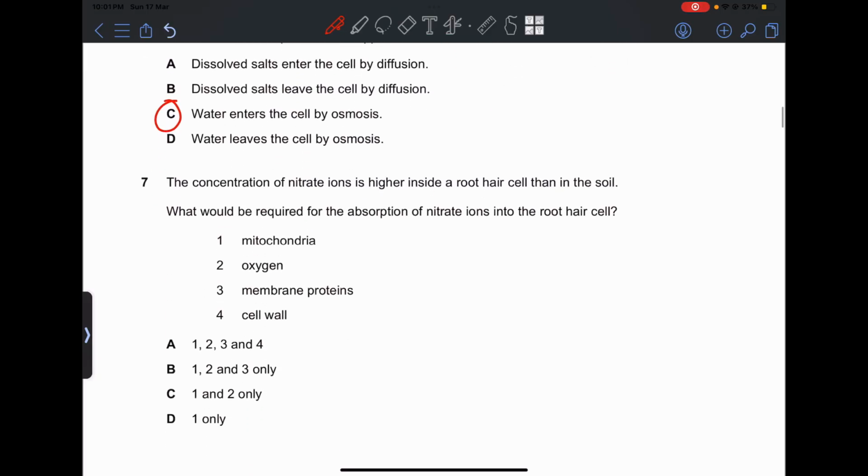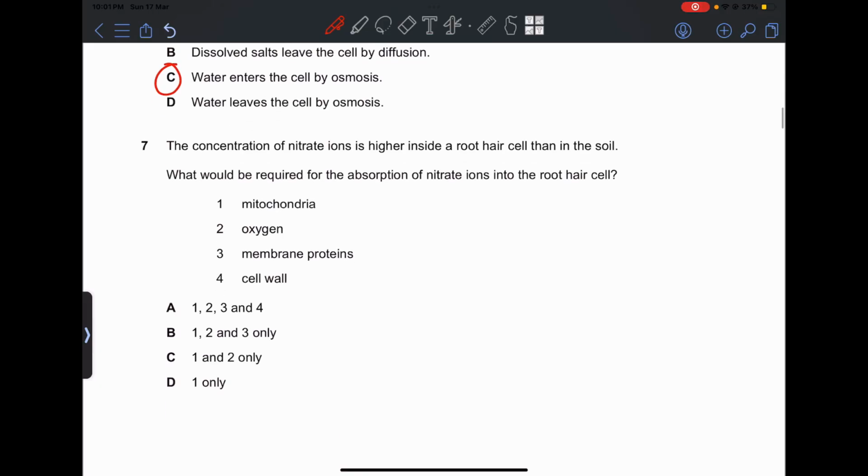Number 7, the concentration of nitrate ions is higher inside a root hair cell than in the soil. What would be required for the absorption of nitrate ions into the root hair cell? 1 is mitochondria. Number 2 says oxygen, and 3 membrane proteins. So we know that root hair cells are working by active transport, which requires energy. So mitochondria is required, of course. Now also oxygen is required because there is respiration in the active transport, to provide energy. And also membrane proteins that are known as carriers are required. So our answer is going to be B, which is 1, 2, and 3.